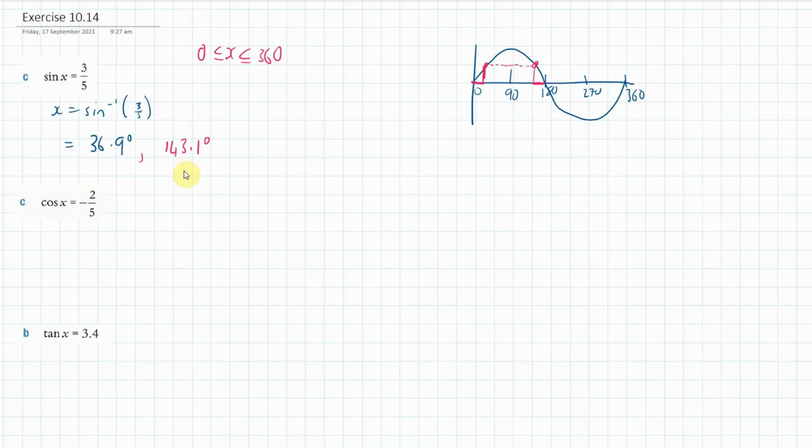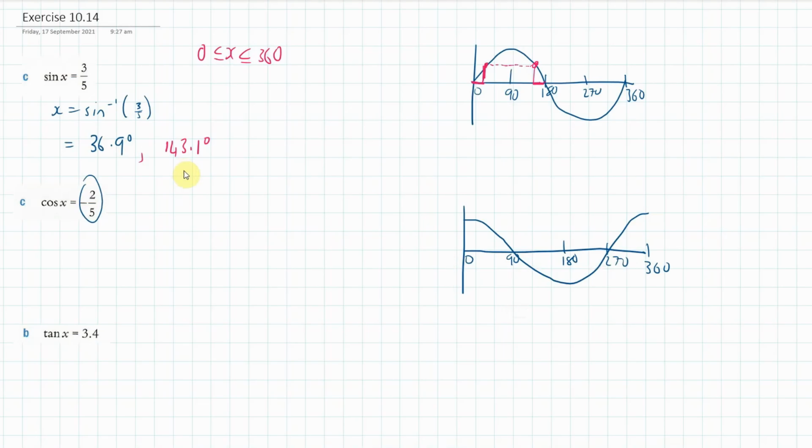Now, let's move on to the next one, which is an example of a cosine. The cosine looks a bit like this, where this is 180, this is 90, this is 360, this is 270, and of course this is 0. Now, you know straight away with a negative 2/5, you're going to get a result in between. So this is our negatives, isn't it? So it's going to be here and here somewhere.